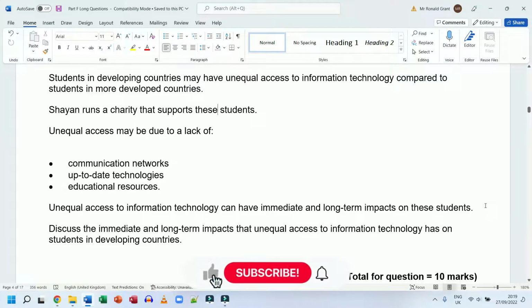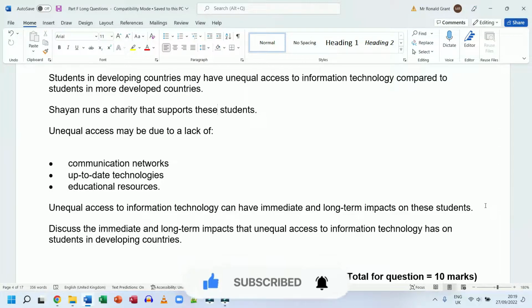Students in developing countries may have unequal access to information technology compared to students in more developed countries. So, the poorer countries versus the richer countries, students typically tend to have more access to IT, to computer science, to resources that they need. For example, in a really poor country, maybe they don't even teach IT skills, they teach the basic math and English because the school can't afford to buy stuff. Whereas here in the UK, the government issues money to schools specifically for IT resources.